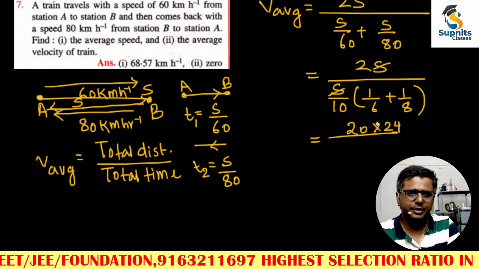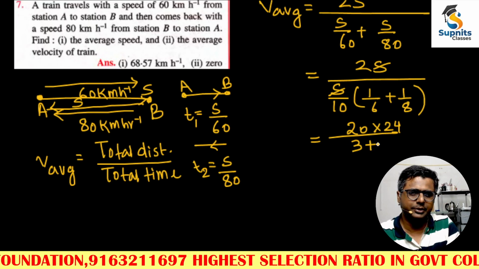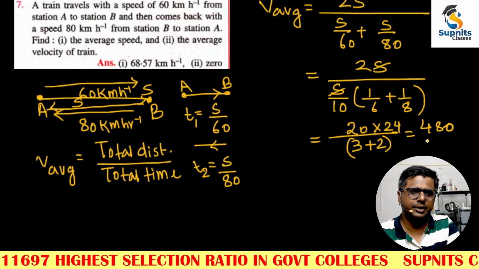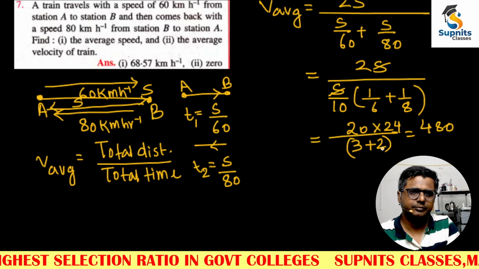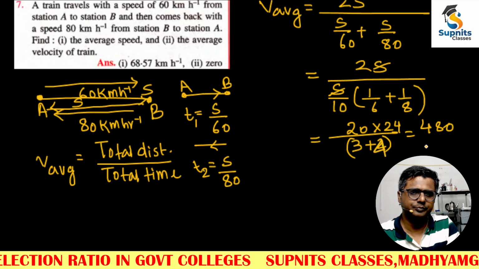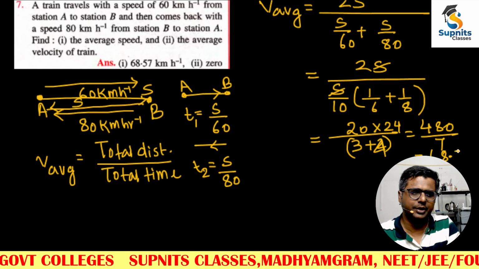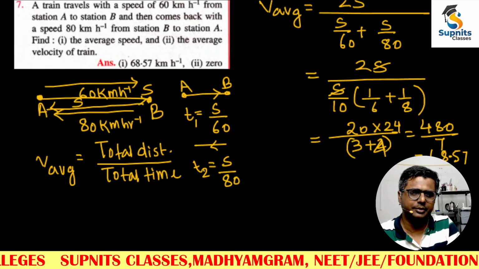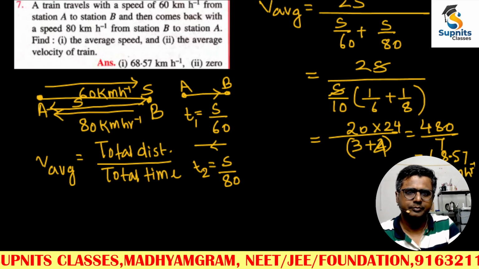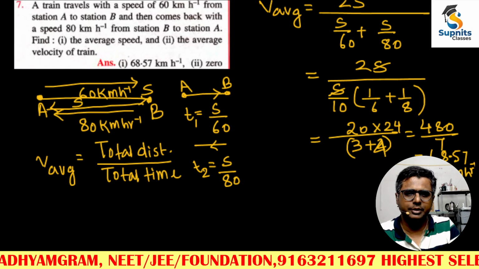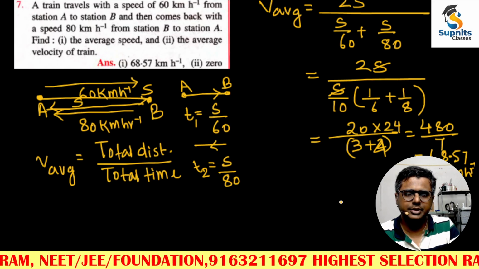So this will be 3 plus 2. So this will be 480 by 7. The answer will come 68.57 kilometer per hour. Okay, so this is average speed.